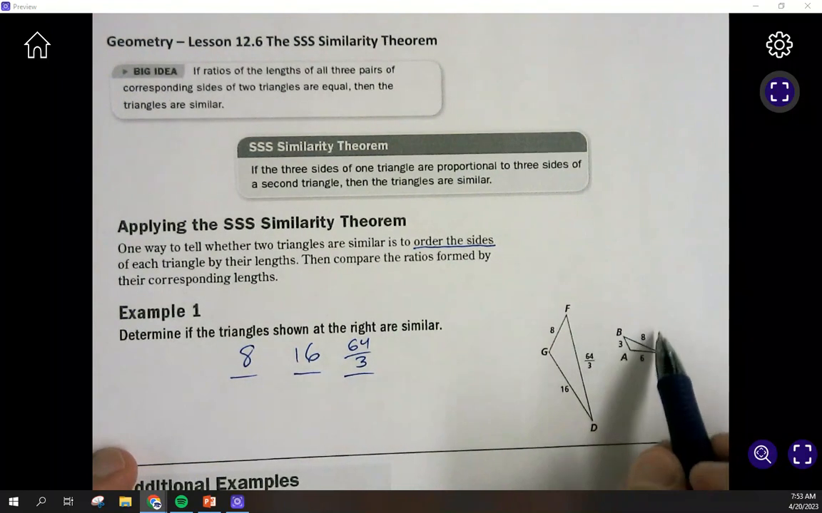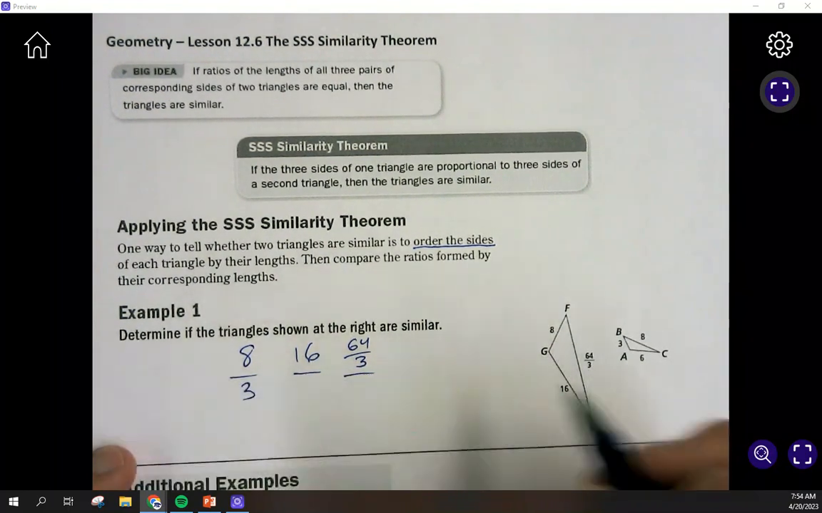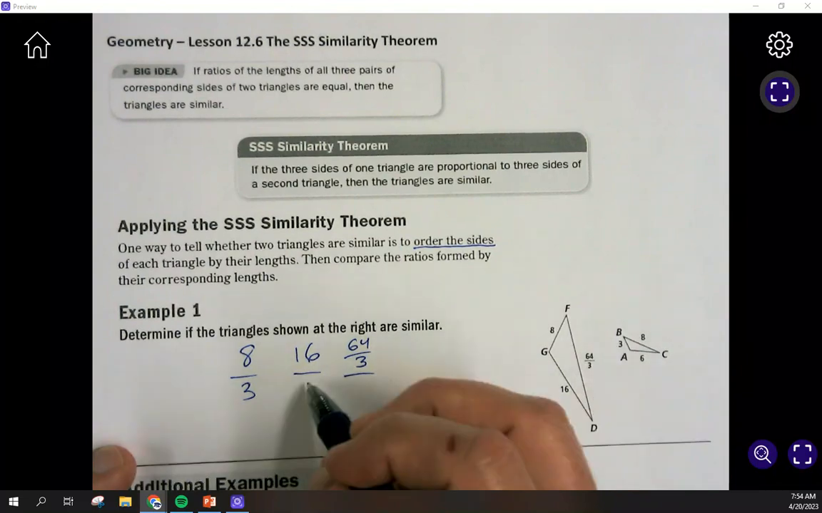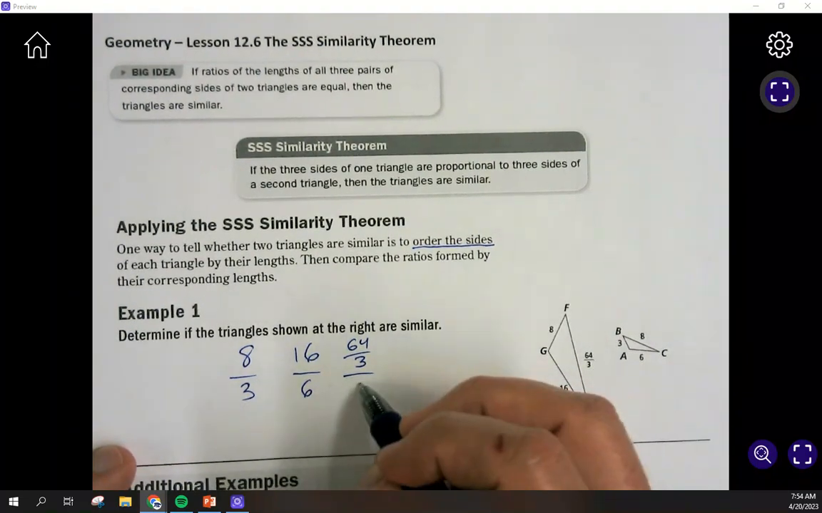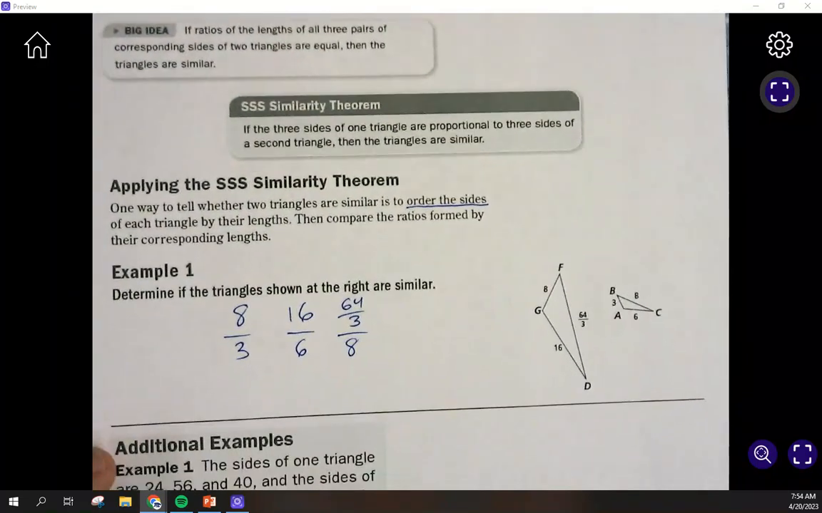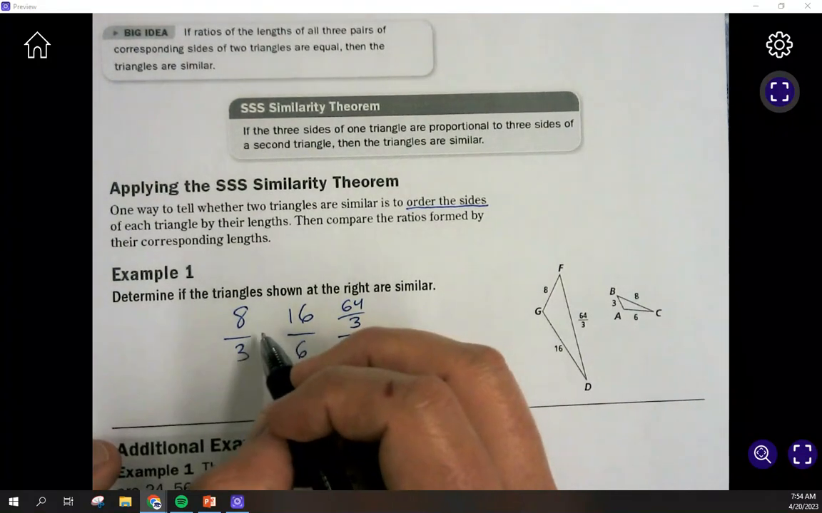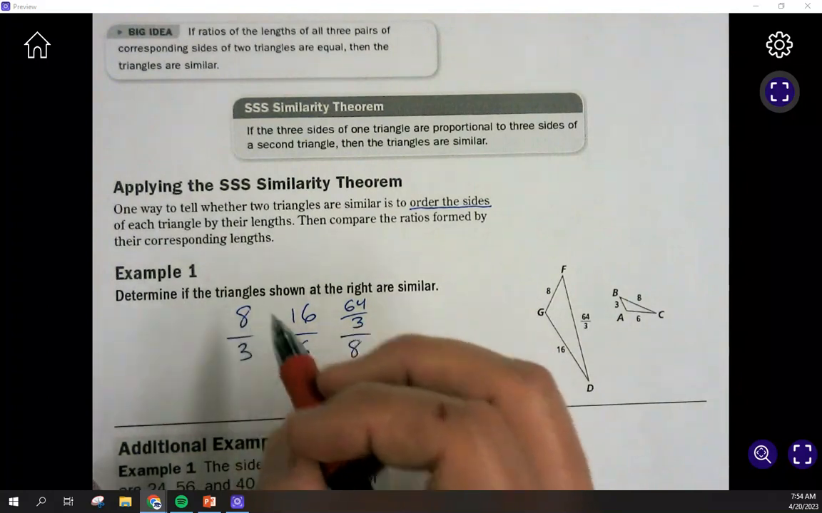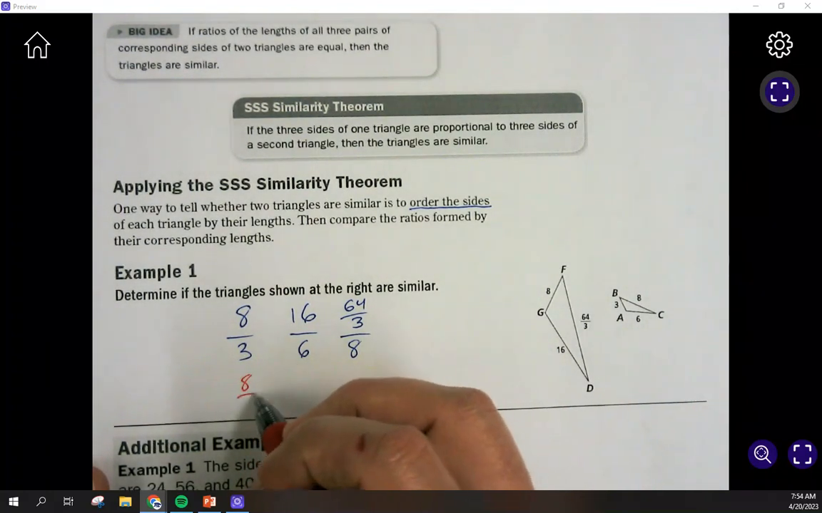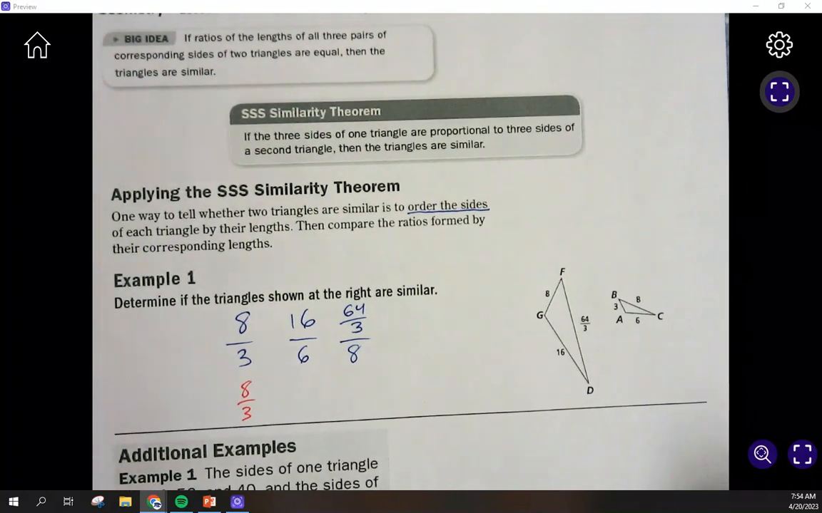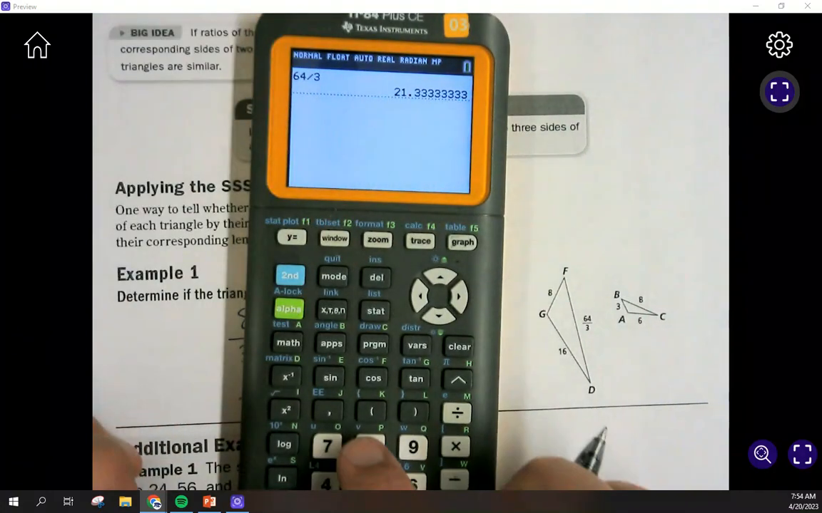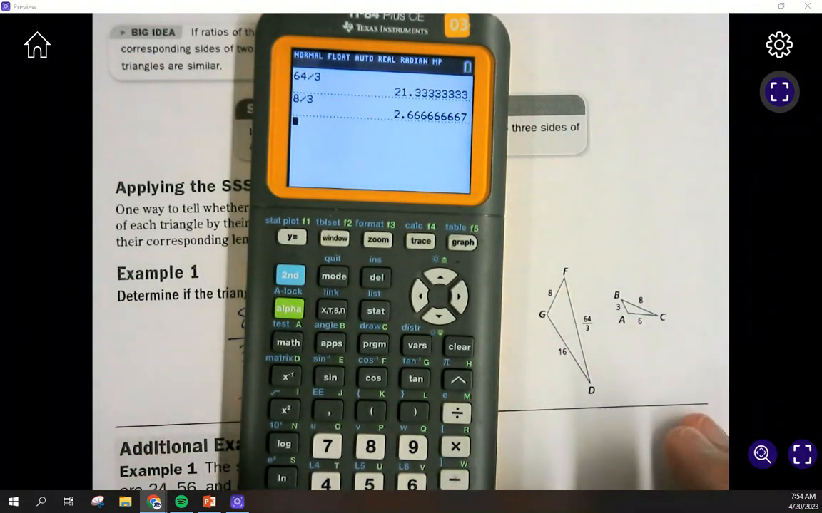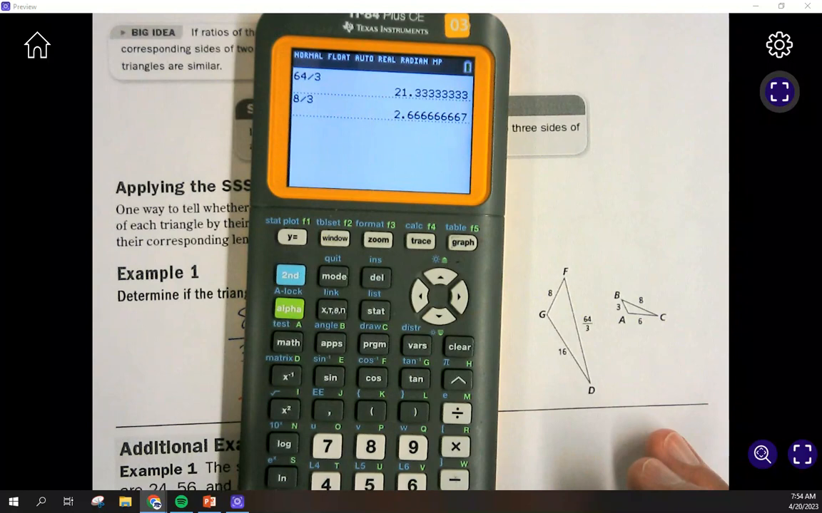So the smallest number in this triangle is 3. The middle number is 6. And the biggest number is 8. And so we're going to go ahead and simplify these. These would all need to be equal if these are going to be similar. 8/3 doesn't simplify. It doesn't give us a nice decimal version either, because when you divide by 3, you get those repeated decimals. So it's 2.6 repeated. You could just check all of them and see if you get 2.6 repeated.